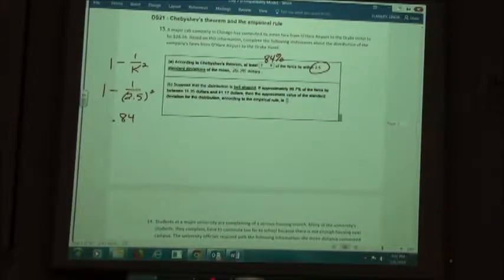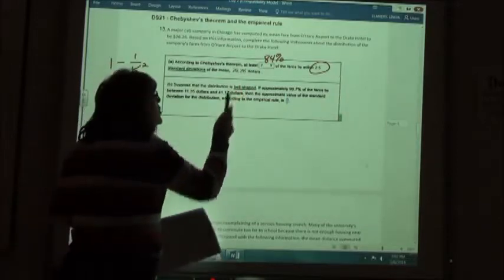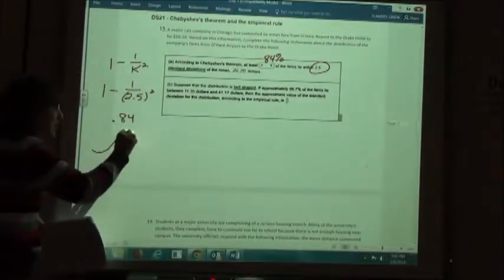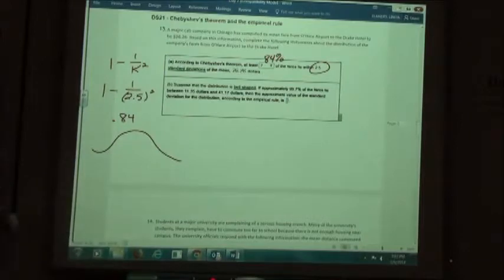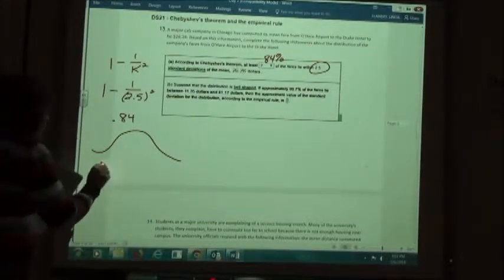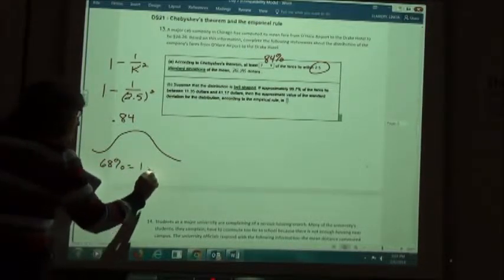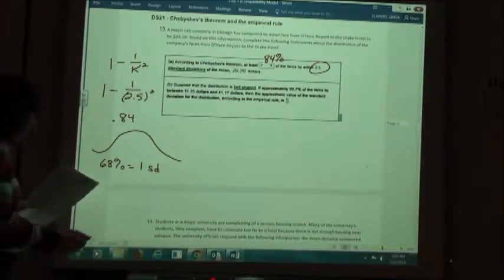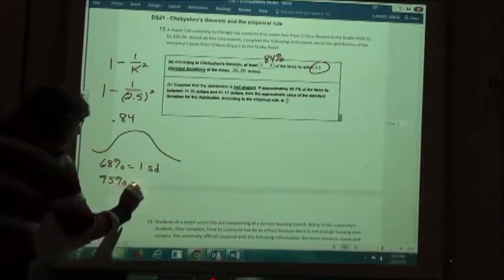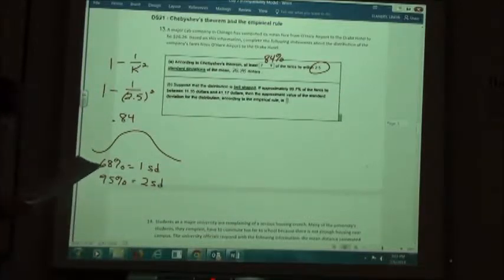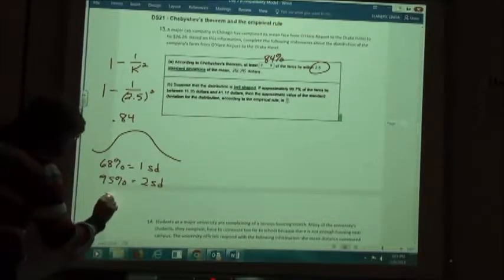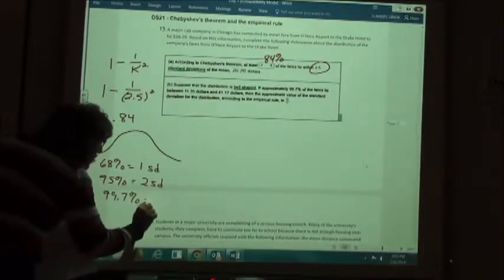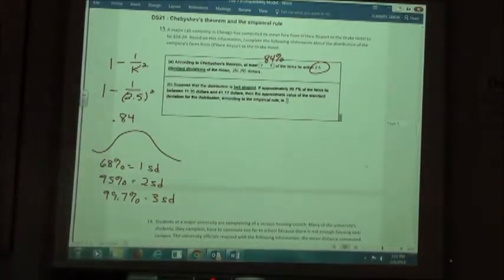The empirical rule thinks we have a bell-shaped curve. A bell-shaped curve just basically means everything's in the middle with something sort of like that. And according to the empirical rule, 68% lie within 1 standard deviation, 95% lies within 2 standard deviations, and 99.7% would lie between 3 standard deviations. It's always going to be those numbers.